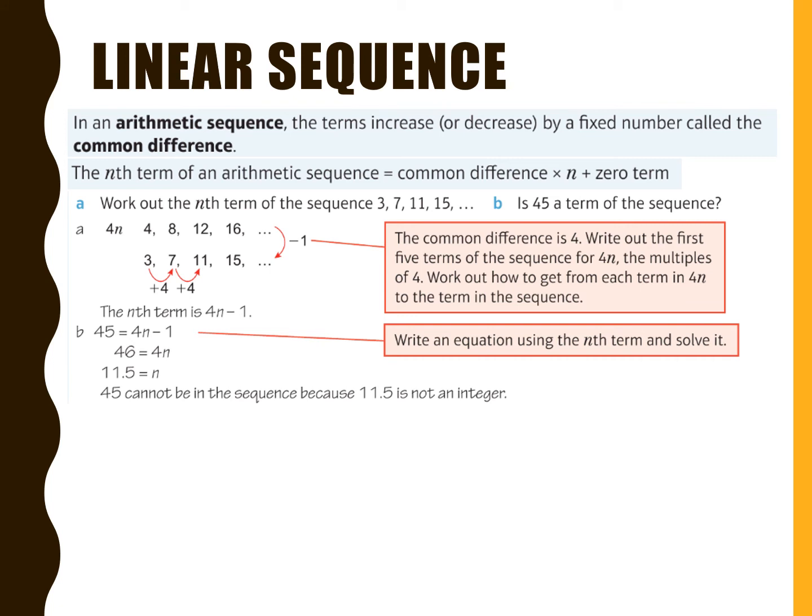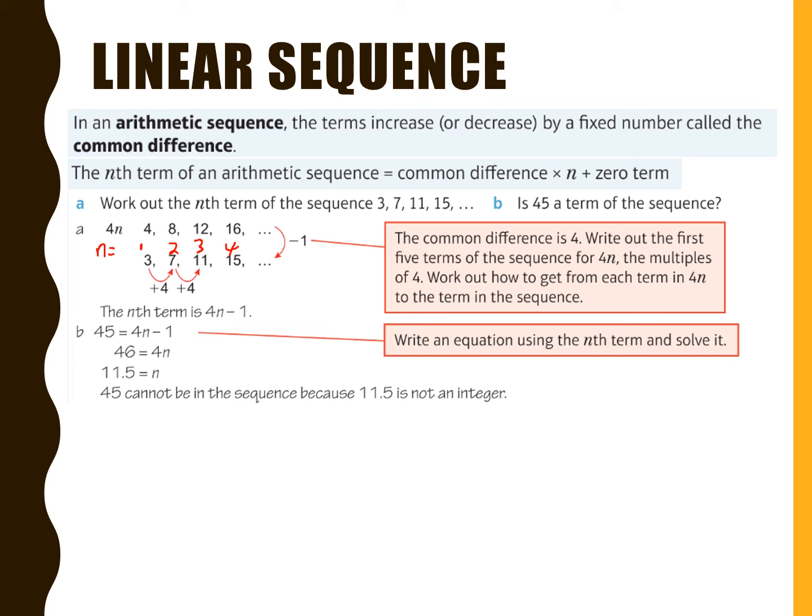So if we were to look at this example, work out the nth term of the sequence 3, 7, 11, 15. The first thing we need to do is find the common difference. It's already done here: plus 4, plus 4, plus 4. So that is your common difference. So straight away you write your 4n, because 4 times n can be written as 4n. And then it says plus 0 term. What I usually say, 0 term means this is your n equals 0. If we write n here, this is 1, 2, 3, 4. So this is your first term, second term, third term, fourth term.